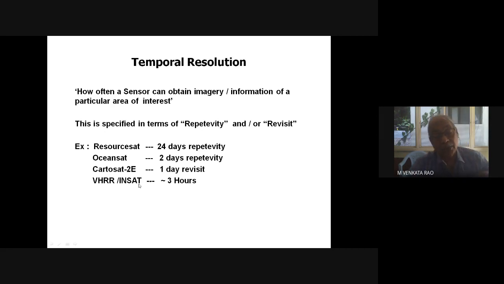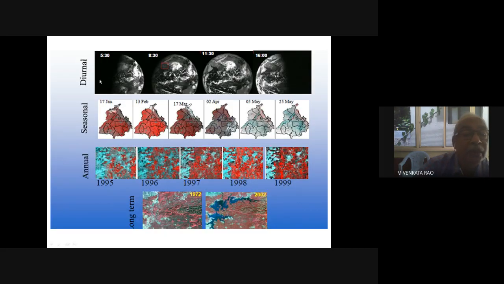Our VHRR, which is from the INSAT, every 3 hours it will take an image of the Indian region. For example, here it is diurnal, INSAT VHRR, every 3 hours you take an earth image. Particularly during cyclone effects, this frequency will be much higher. Every half an hour they take an image. So that is the repetitivity.